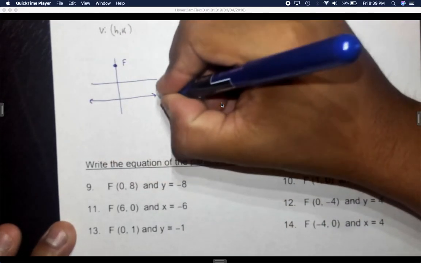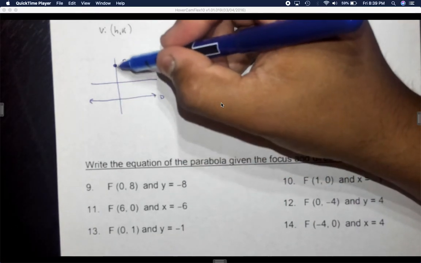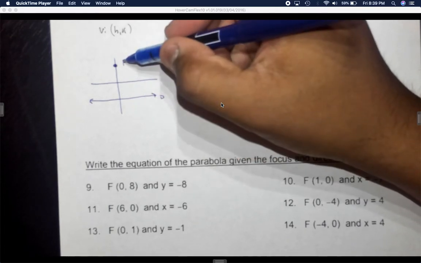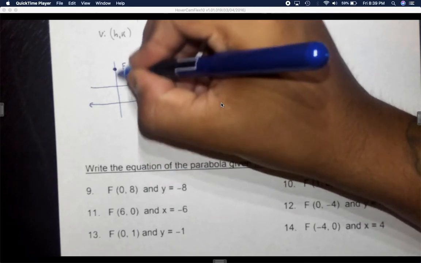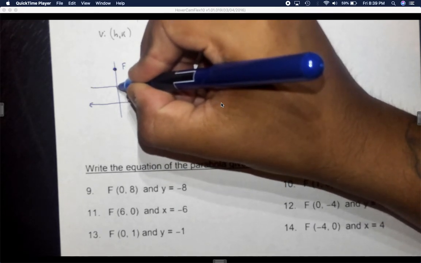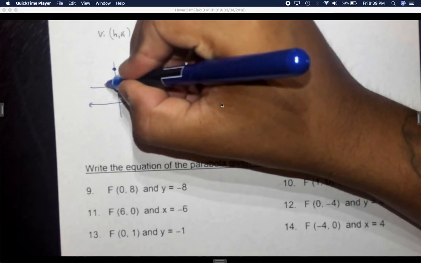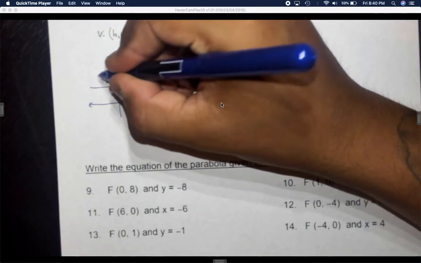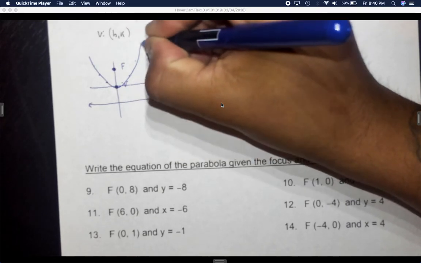Remember the definition of a parabola. It is the set of all points that are equidistant from a point and a line, known as the focus and the directrix. So if I'm looking at a focus and a directrix, that point right in the middle is going to be your vertex. Now, if you go the same distance this way and that way to both the focus and the directrix, your shape is going to be a parabola. It's going to look something like that.